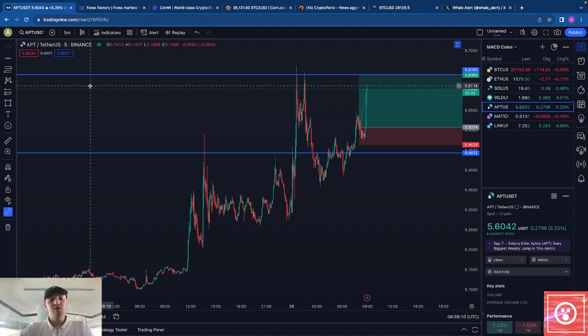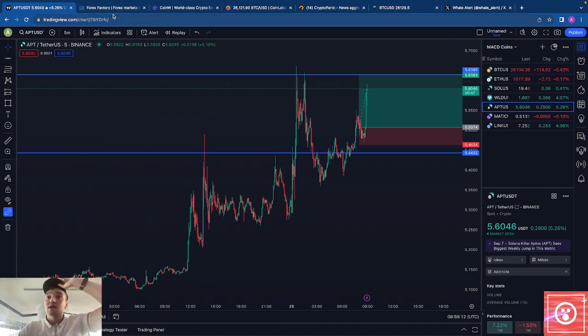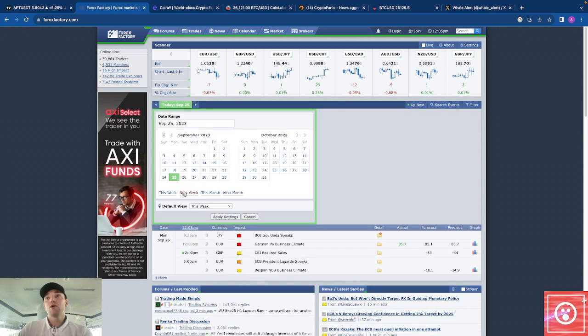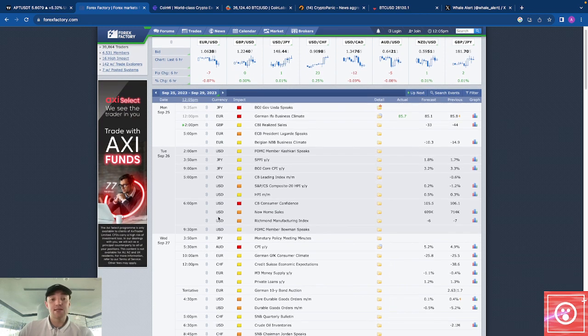Okay, so the first thing you need is TradingView, right? The second thing is Forex Factory. This will tell you about all the news that is actually happening within the week. What I like to do, especially on a Sunday, is click on Monday to Friday, then say apply settings, and this will give you all the news that's happening. Especially with crypto, you only really want to focus on the USD.